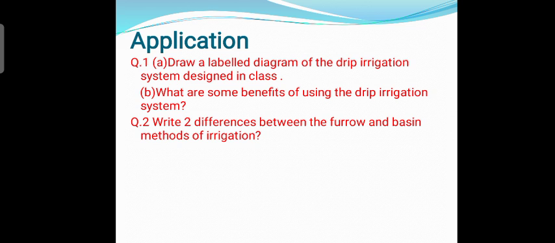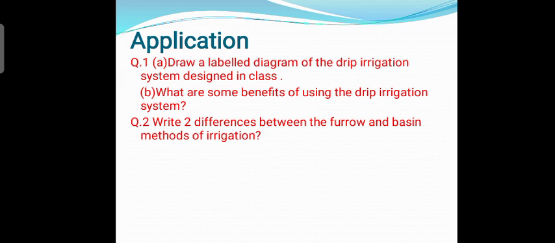Now students, there are some questions from your application book. The first question is, draw a labelled diagram of the drip irrigation system designed in the class. So for this, you can make the diagram of the model of drip irrigation which you made in the activity. What are some benefits of using the drip irrigation system? So already we saw that the drip irrigation system requires very less amount of water. So in the dry areas with lack of water, we can use this irrigation system for farming.